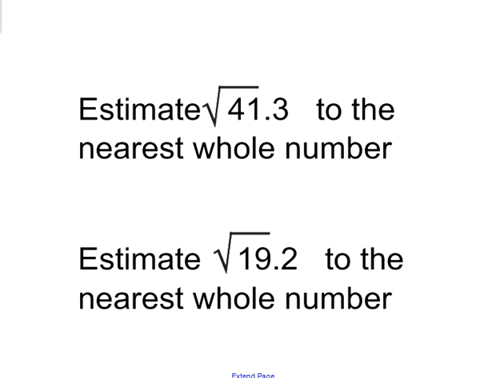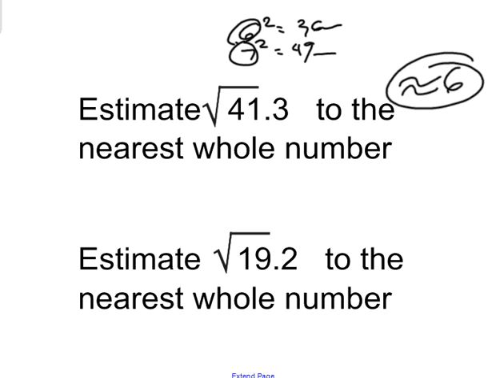Estimate the square root of 41.3 to the nearest whole number. Again, nearest whole number. So if I look at 41.3, I'm going to try 6 squared. 6 squared is equal to 36. Too small. Try 7. 7 squared is equal to 49. 49 is too big. So it's somewhere between 6 and 7, and it's about 5 units from 6 and about 8 units to 9, so I'm going to say estimated to the nearest whole number, it's approximately 6.